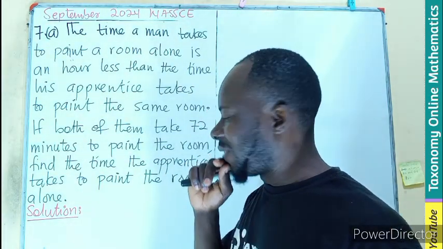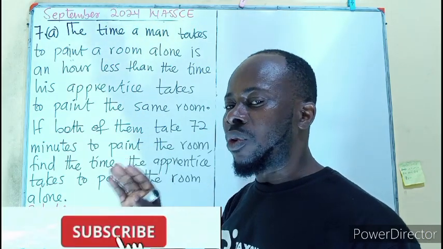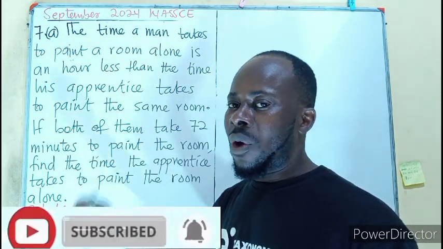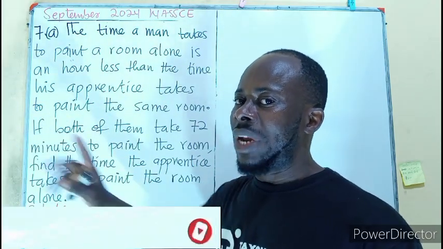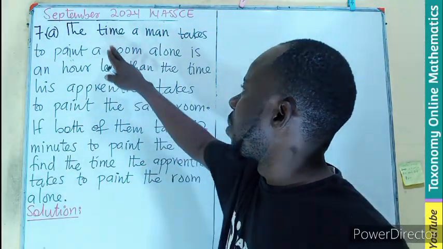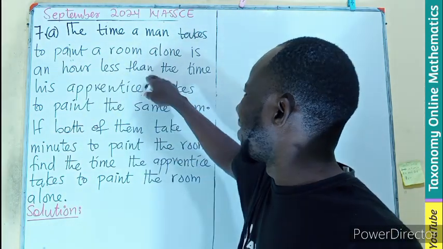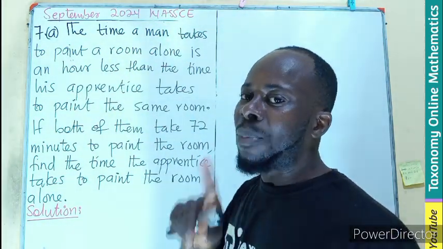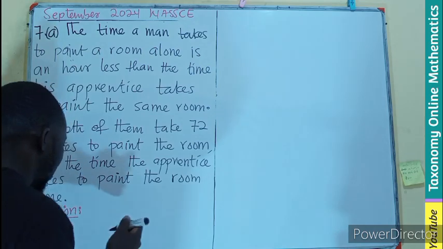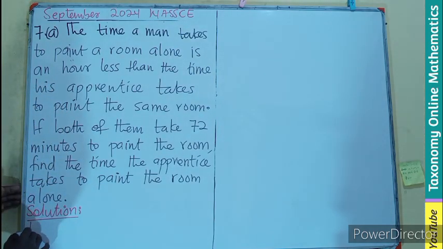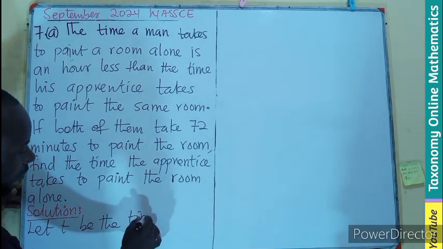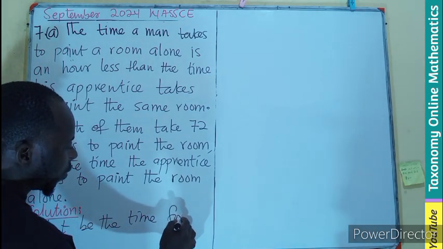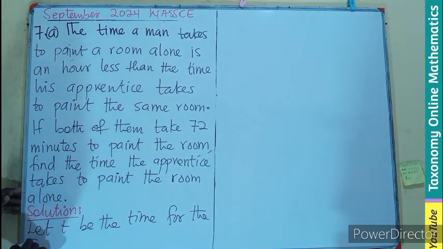So in this case, we are going to base on the apprentice's time in order to find the time that the man is going to be using. So let's begin with the apprentice, because the man's time is 1 hour less than the time of the apprentice. So let T be the time for the apprentice, right?